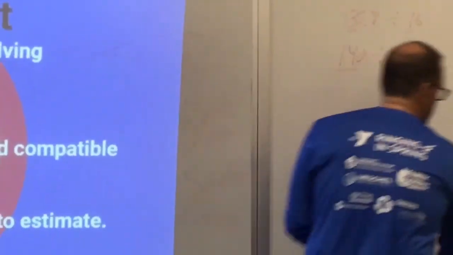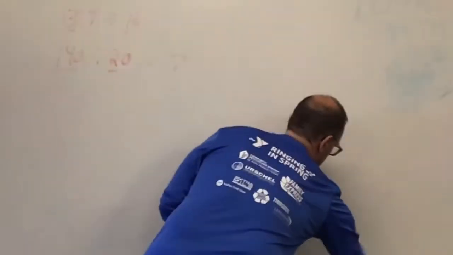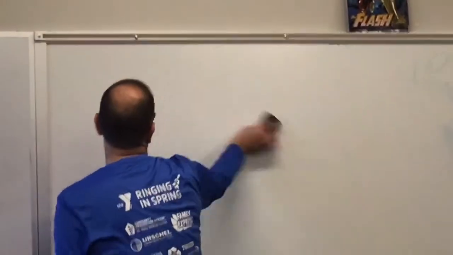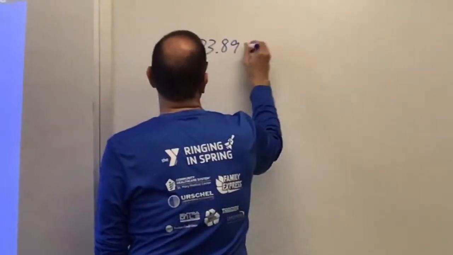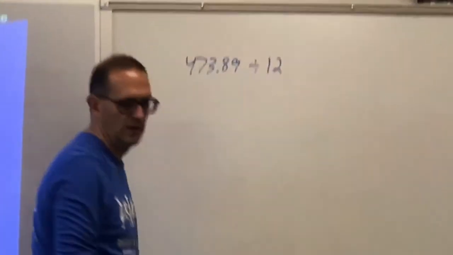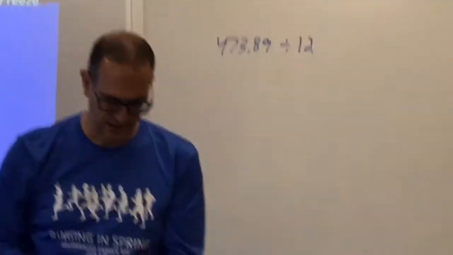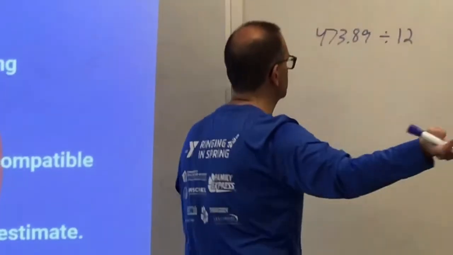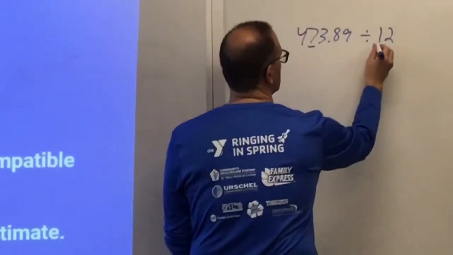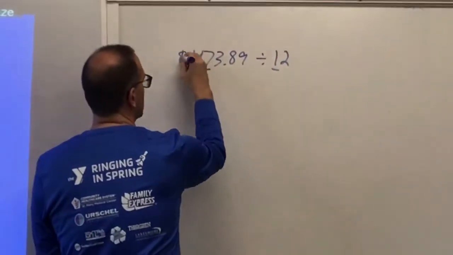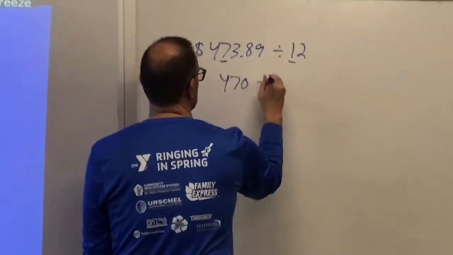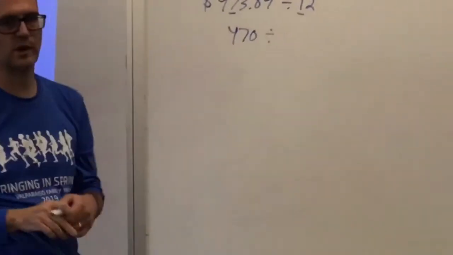So if you look at the book, I'm also going to put it on the board here. We have 473.89, and we know it's 12. Okay? One way we could do this is we could do our rounding. So last time we rounded to the nearest 10, right? So I'm going to look here. My nearest 10 to $473.89 is 470. My nearest 10 to 12 is 10.